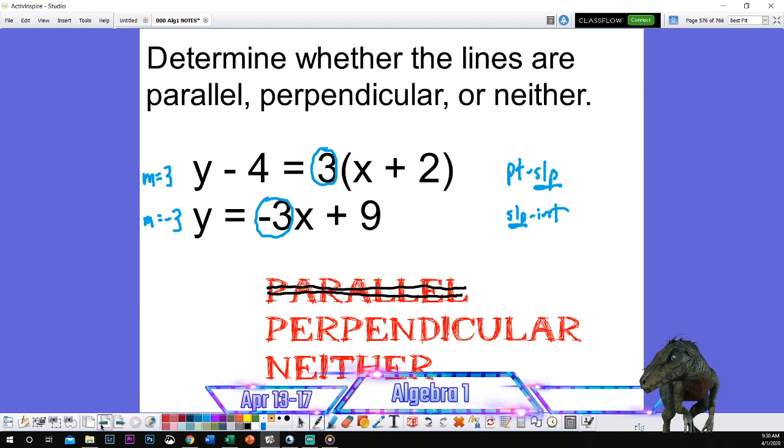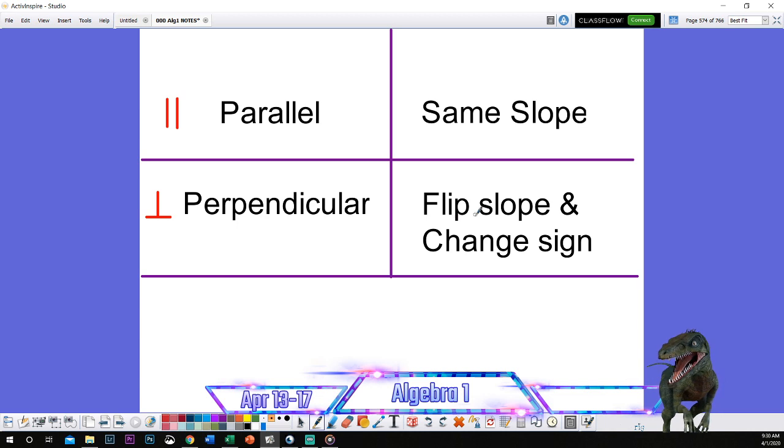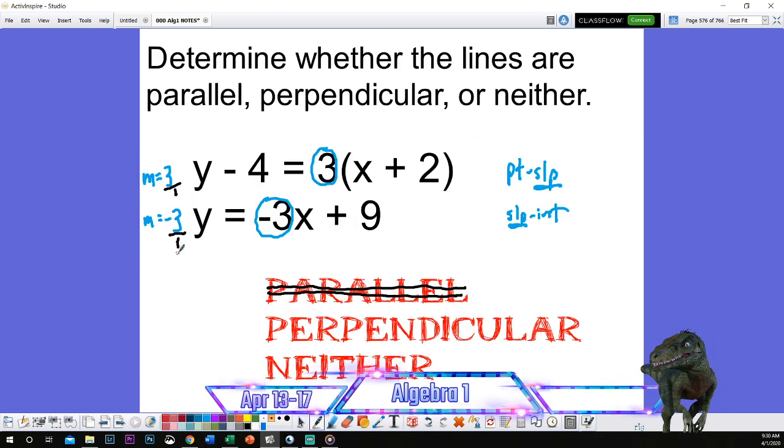Well, no, they're not. Remember, to play parallel, perpendicular, or neither, you have to change the sign, but you also have to flip the slope. Well, 3/1? No, they did not flip upside down. If I wanted to flip 3/1, it would have to become 1/3. So it is not perpendicular either. Your answer should have been neither. Okay, let's try another.